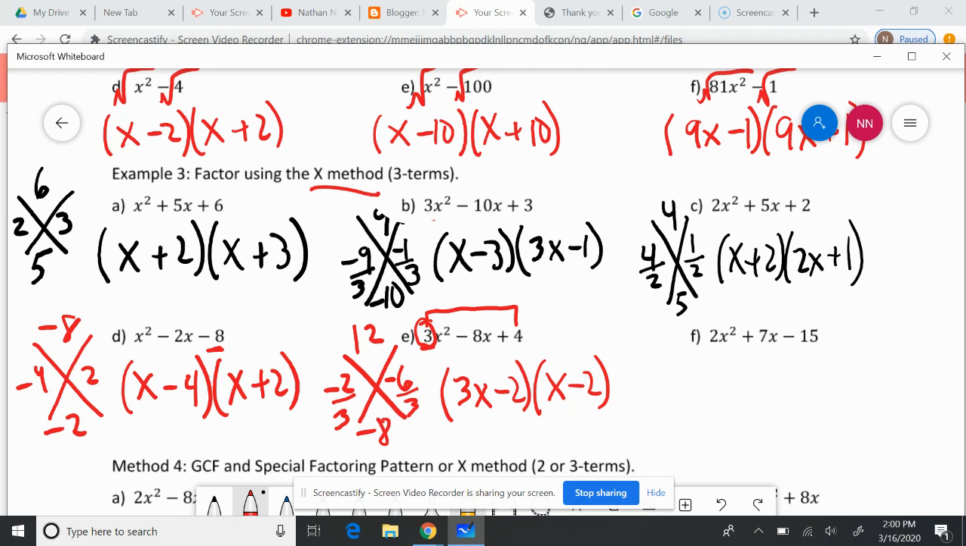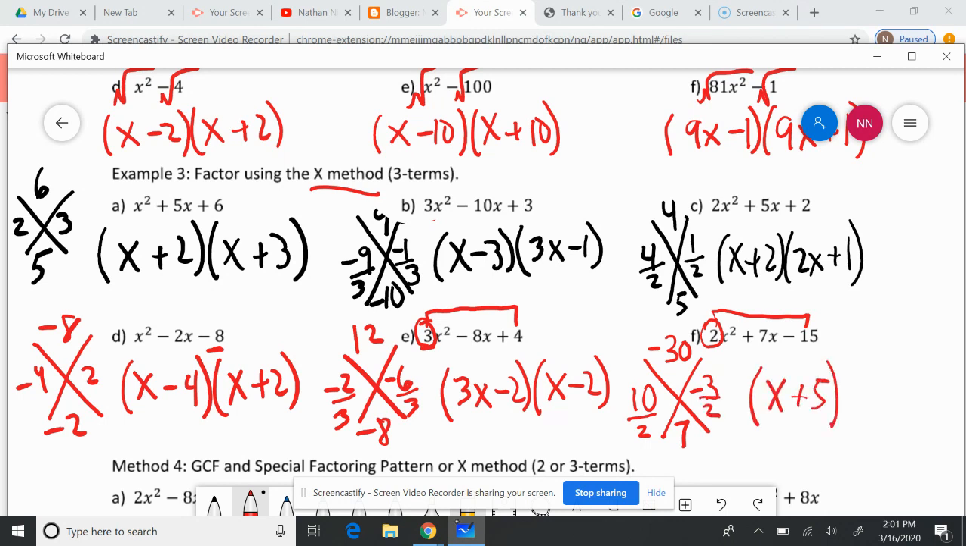Looking at letter F, we're going to do the exact same thing. We're going to multiply the 2 and the -15. We put that on the top. So two numbers that multiply together give us -30, add up to 7. That would be 10 and -3. Now, before we write it down, remember there's a leading coefficient of 2, so we divide each of these by 2. That gives us x plus 5 and 2x minus 3.